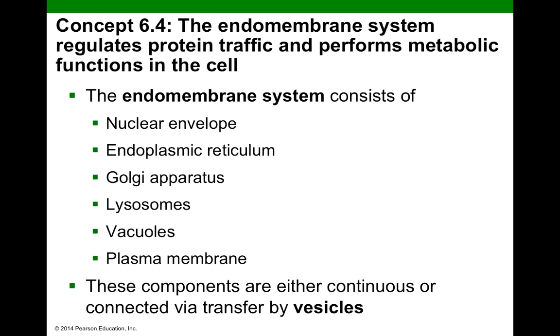This brings us to the next set of organelles that's referred to as the endomembrane system. These are the membrane components of the cell, starting with the nuclear envelope, ending with the plasma membrane, and including all of these organelles in between: the endoplasmic reticulum, the Golgi apparatus, lysosomes, and vacuoles.